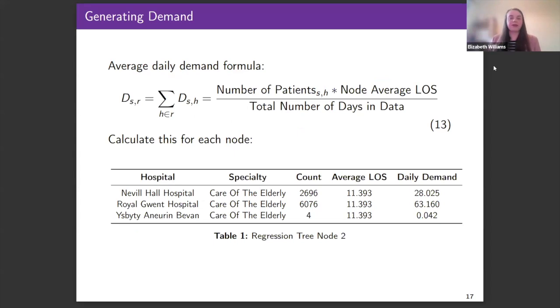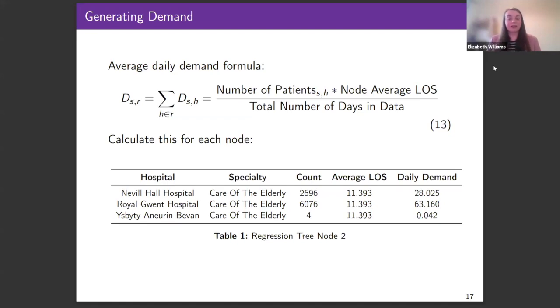So there are a number of different ways we could generate demand. Typically in the NHS, they plan on averages, so we wanted to do something similar to that. We also then went further and did some more tailored examples. But today I'm just going to talk about the average daily demand formula.